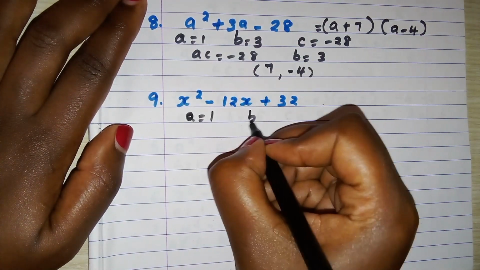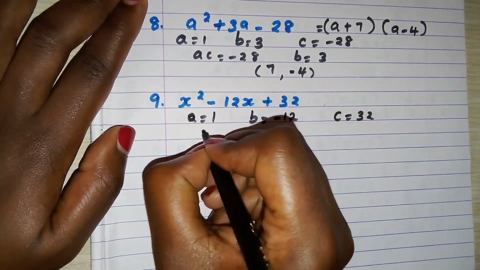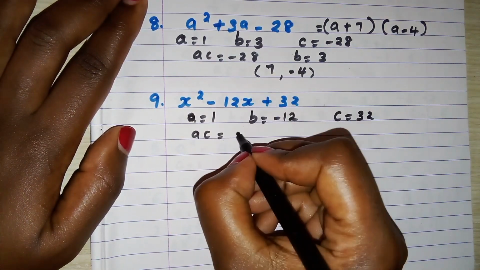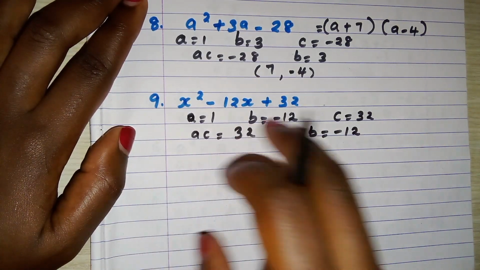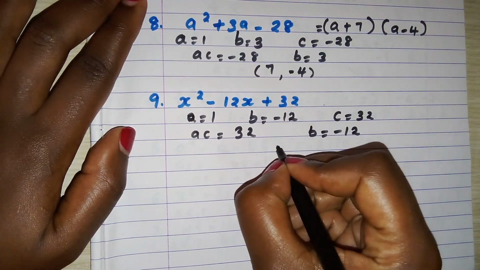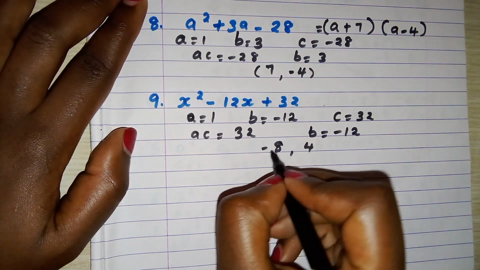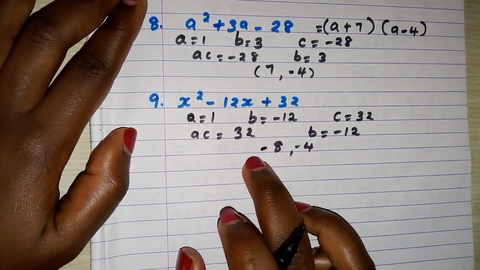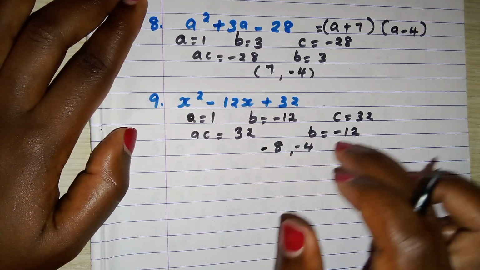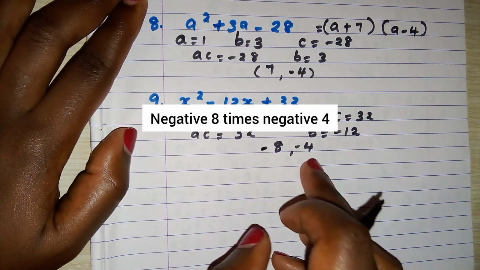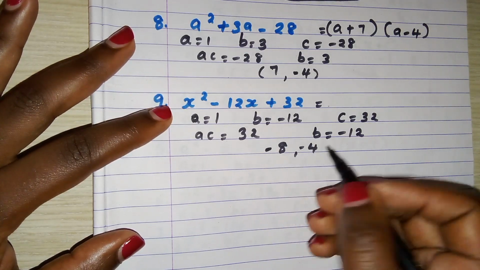Now the last question. Our A is 1, our B is negative 12, the number attached to the x, and C is 32. So AC is 1 times 32, which is 32, and B equals negative 12. So two factors of 32 that will give us a sum of negative 12: we have 8 and 4. But how can you get a negative 12 from that? We make both of them negative. So negative 8 plus negative 4 would give us negative 12. Two negative numbers, you add them and put the minus in front of it, and negative 8 times negative 4 would give us a positive. So the answer would be x minus 8 and x minus 4.